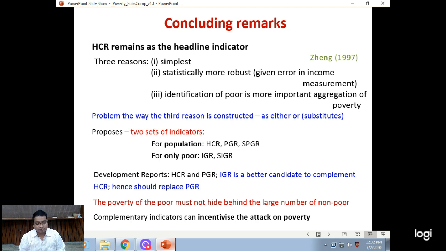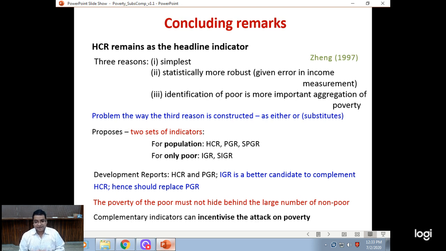So what we propose is two sets of indicators. We are saying the approach of substituting an inferior indicator with a superior indicator is fallacious, because we are not discovering the natural complementarity among the indicators. The conventional measures of poverty would be for the entire population, whereas the complementary set of measures would be applicable only to the poor people. The complementary measures indicate how poor the poor are. The conventional set talks about the level of poverty in the entire population, whereas focusing only on the poor people, the complementary measures say how poor the poor are. That's what we are trying to say in development reports.